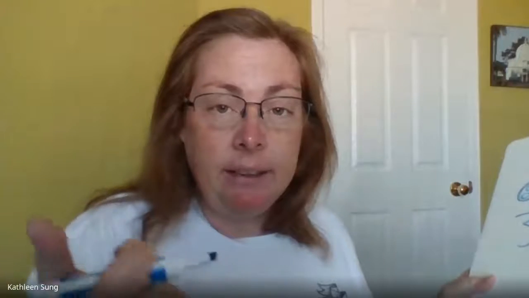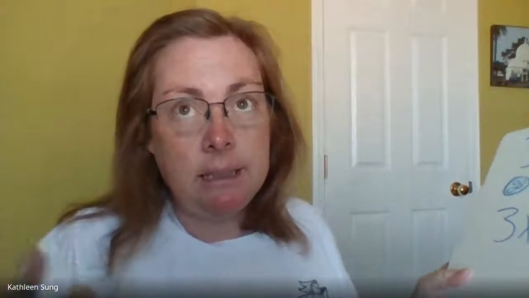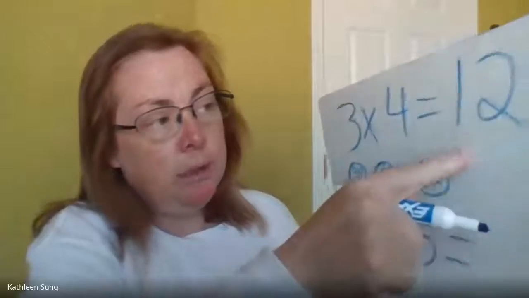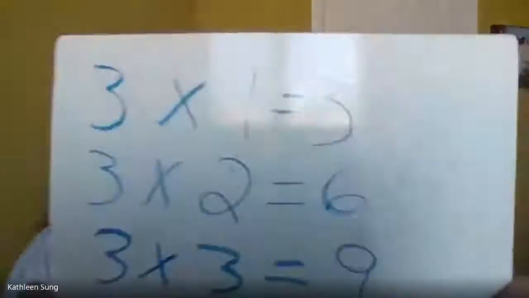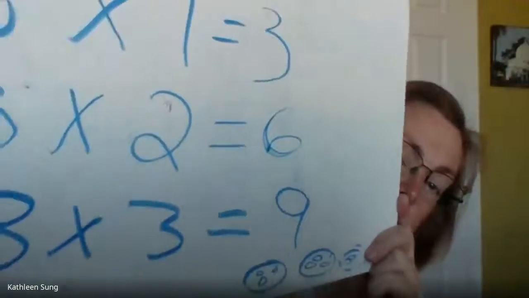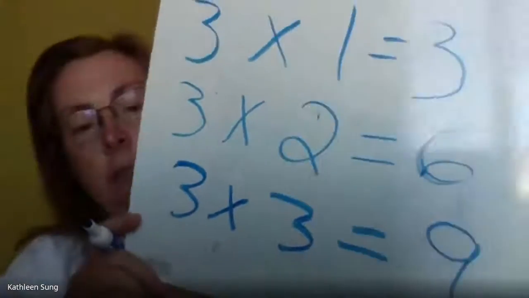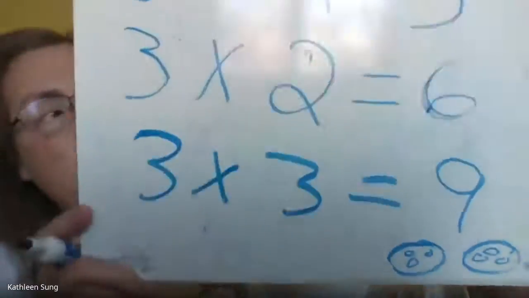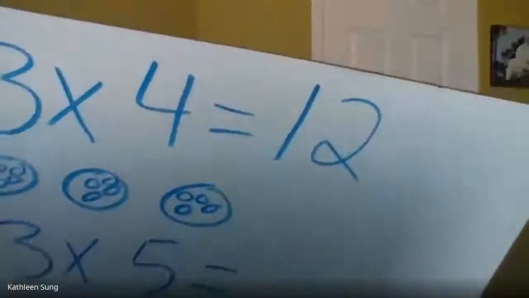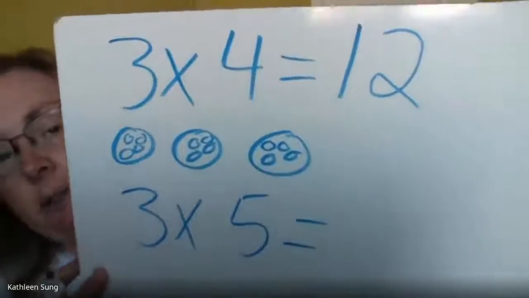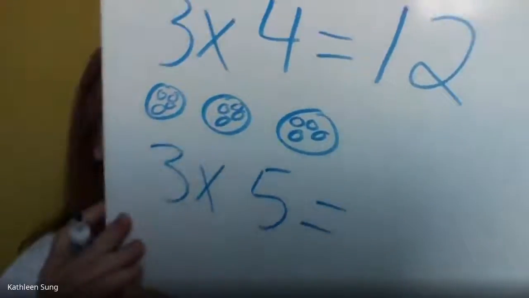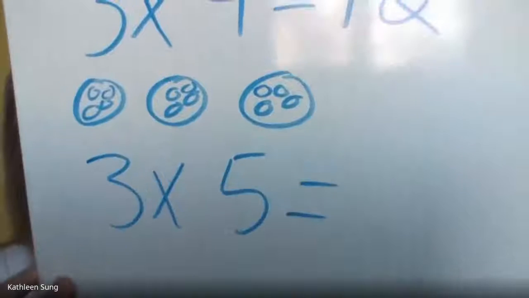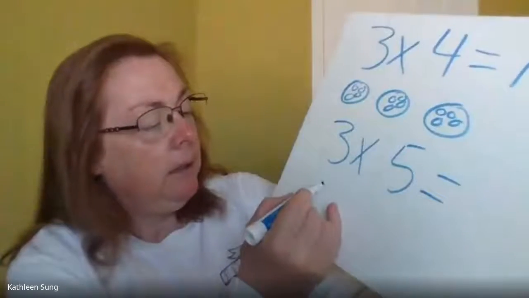So our answers so far were 3, 6, 9, and 12. 3 times 1 is 3. 3 times 2 is 6. 3 times 3 is 9. Then we have 3 times 4. Can you see that? 3 times 4 is 12. And now we want to do 3 times 5. We want to predict what that's going to be.